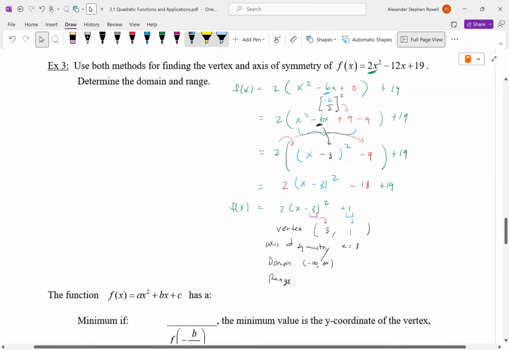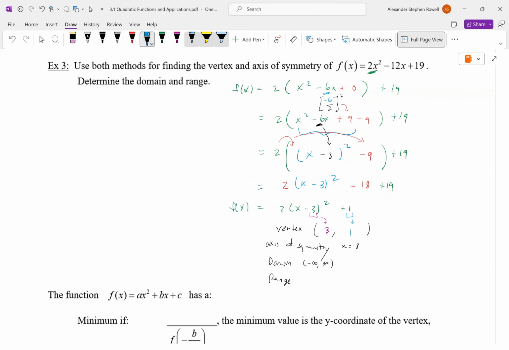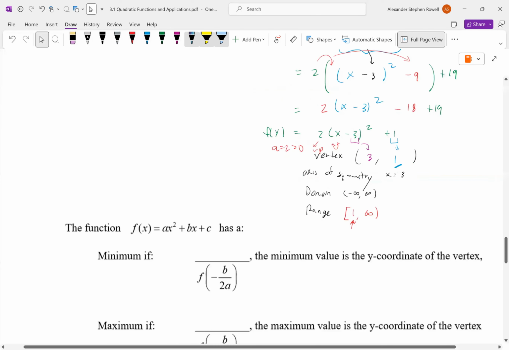Range. This is a tricky one. Yes, very good. Because it's opening upward, right? 2 is positive. A equals 2, positive. So it's an upward parabola. We know the lowest y value is 1. And it goes up forever. We always include it. Vertex is a point.